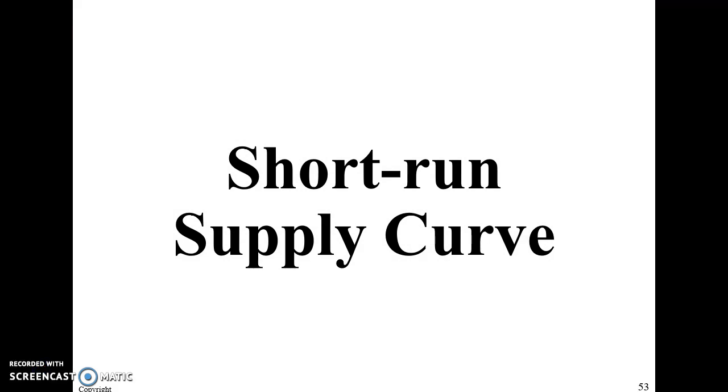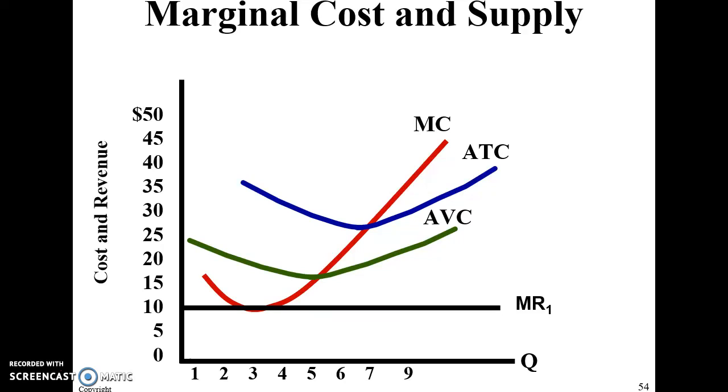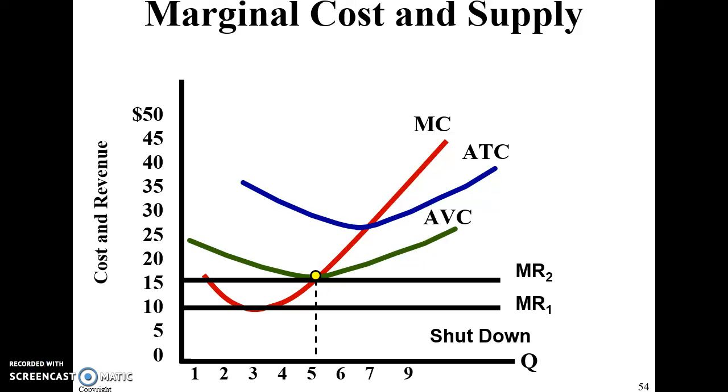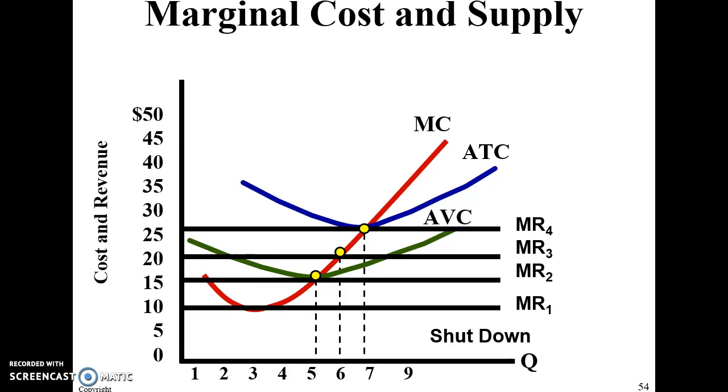Alright, so now I'm going to segue into the short-run supply curve. And the short-run supply curve is something that you need to be able to answer questions about. So remember, the shutdown rule is when price would be anything beneath the AVC. So at that point, that marginal revenue at 5 units, that's where the firm would shut down, at a price less than 15. At a price of 20, they would certainly produce.